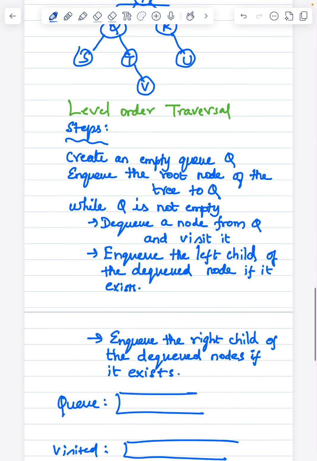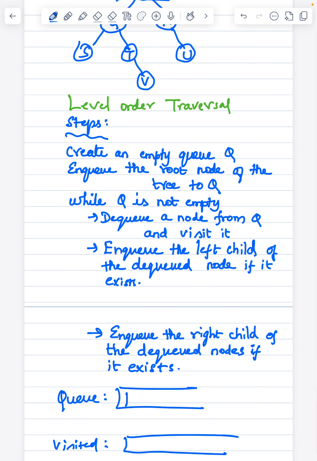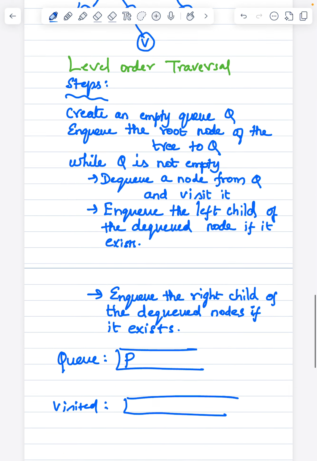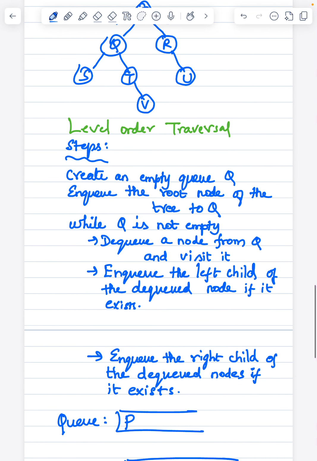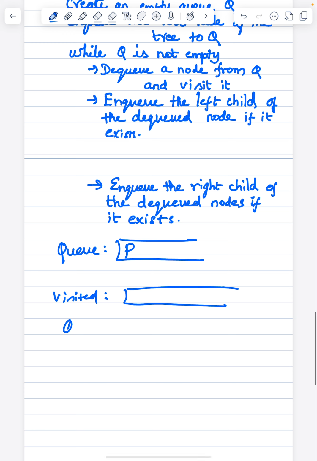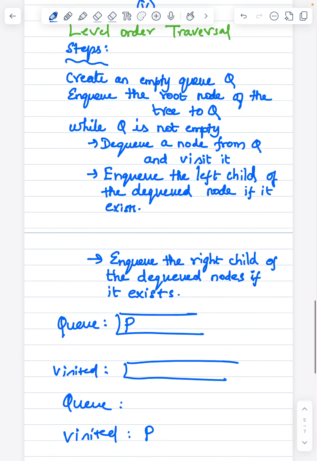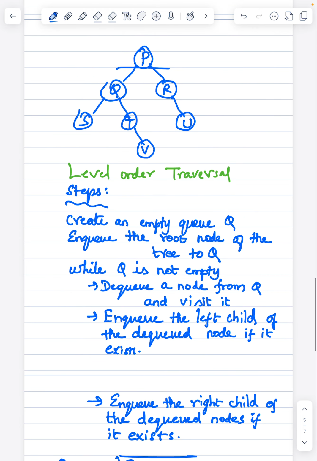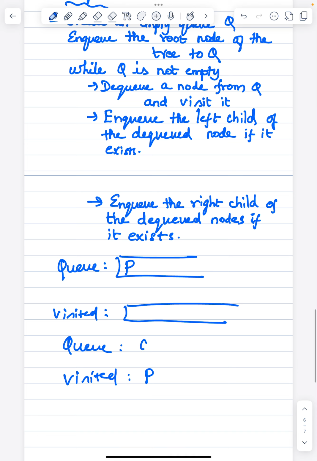What is the root node? P is the root node. This is the first step. Once you enqueue, the queue will become P. Make P visited. And you have to look for the adjacent nodes of P. What are the adjacent nodes of P? They are Q and R. Now we have Q and R in the queue.